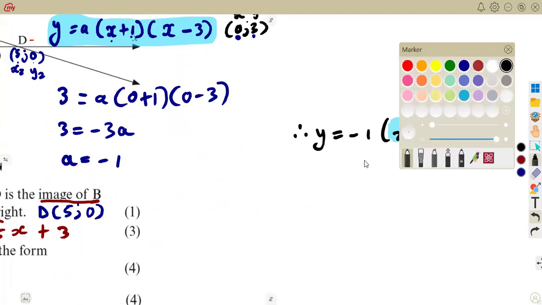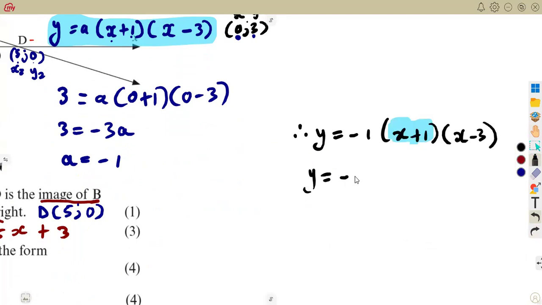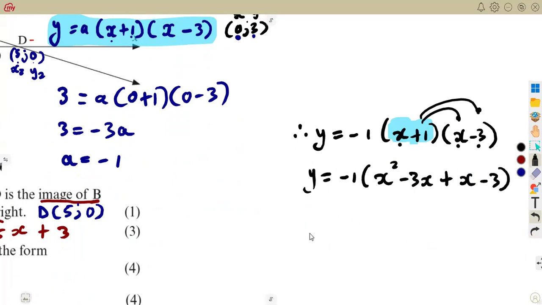All right. So meaning to say y is equal to minus 1 into x times x. That is x squared, x and minus 3. That's minus 3x, minus 1 and x, which is positive 1x. 1 and negative 3, that was going to be negative 3. Collecting the like terms inside the bracket, we're going to have the 1 here. So it's minus 3 plus 1, which is negative 2x, negative 3.